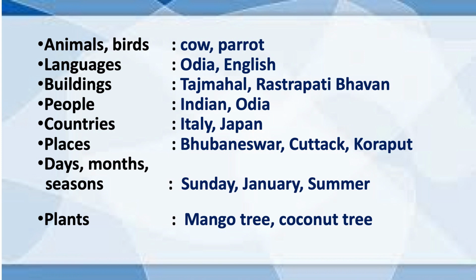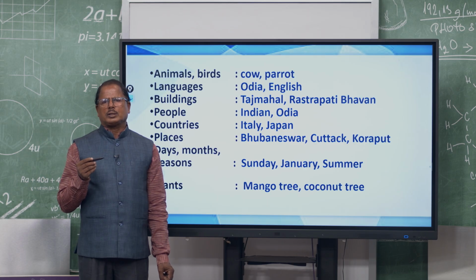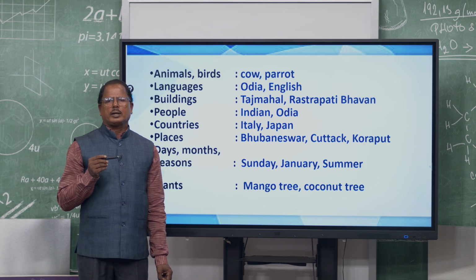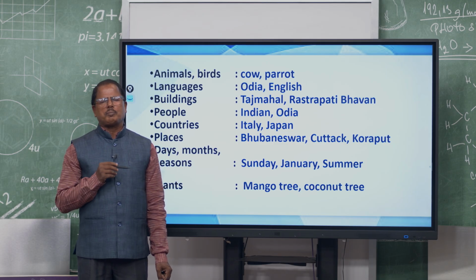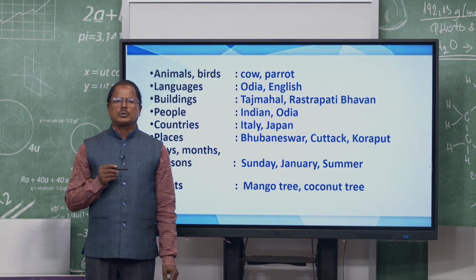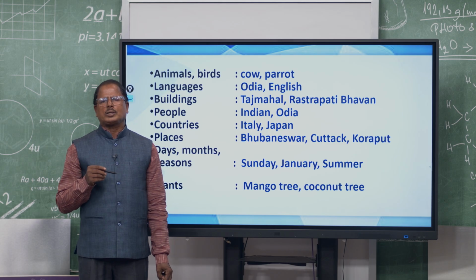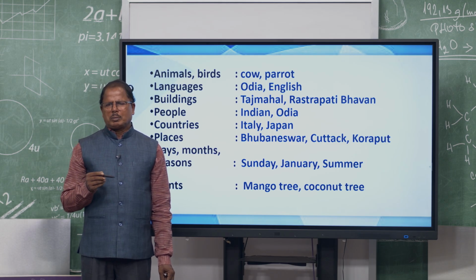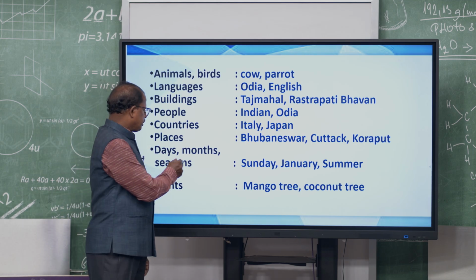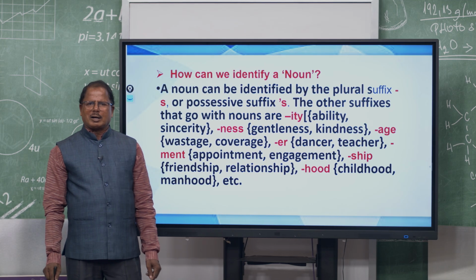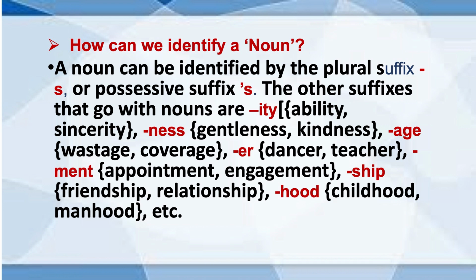Different types of people, Indian, Odia people, the names of the people, and then countries like Italy, Japan, places like Bhubaneswar, Cuttack, Koraput, every name of all the places are nouns. Names of all the days, all the seasons, all the months, names of the plants, they are all nouns, right. So, now the thing is, how can we identify a noun, right.